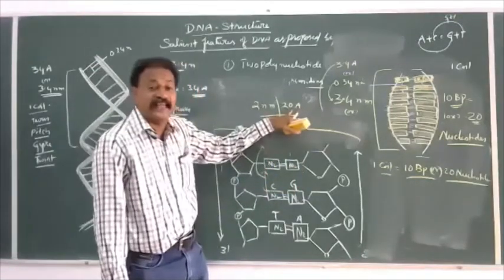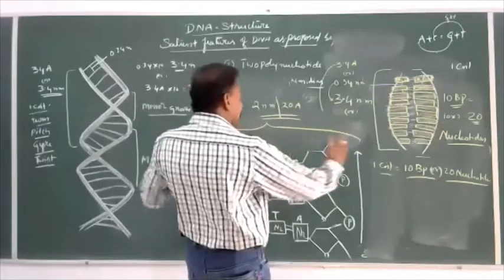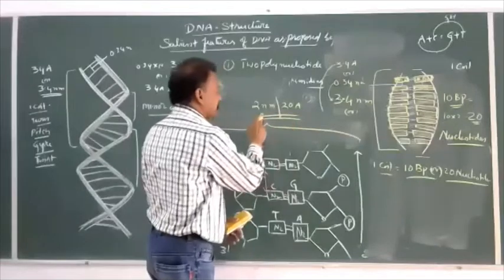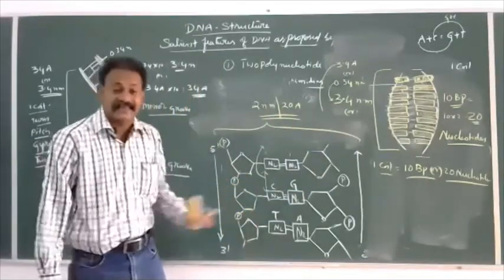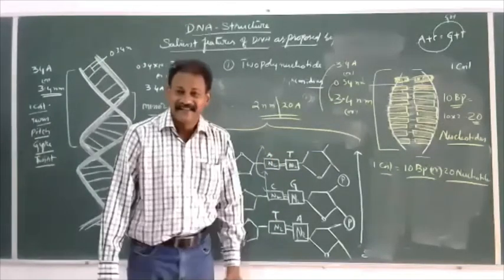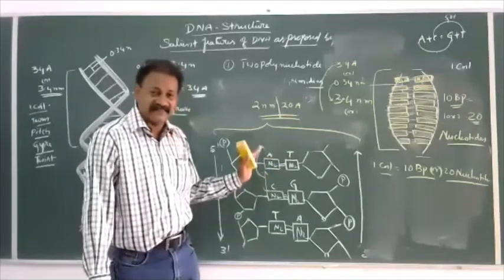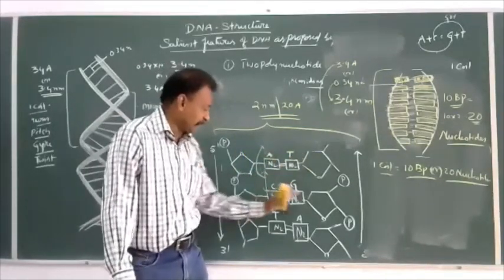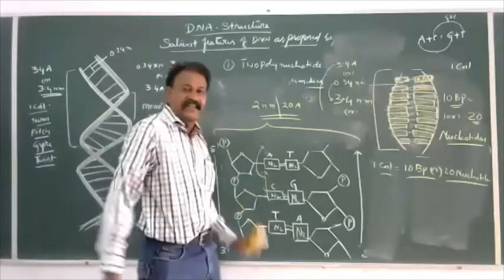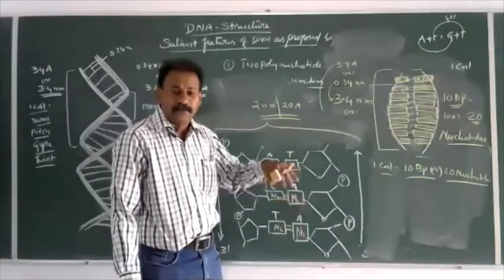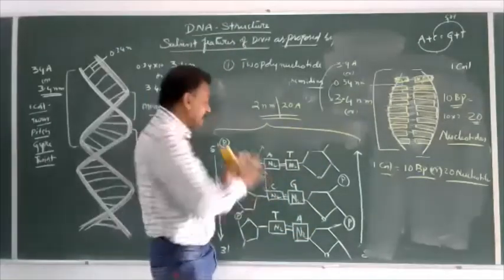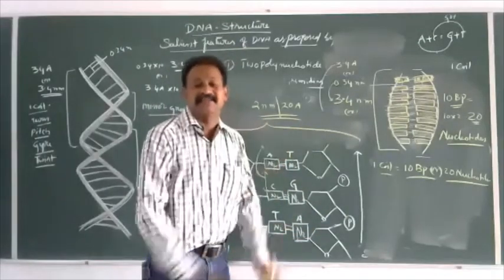And always this 20 angstroms or 2 nanometers diameter is maintained constant. Why is the diameter maintained constant? Because always one purine bonds with a pyrimidine, or one pyrimidine with a purine. So wherever you go along the total length of the DNA molecule, a purine always bonds with a pyrimidine. That's why it is able to maintain this width approximately constant.